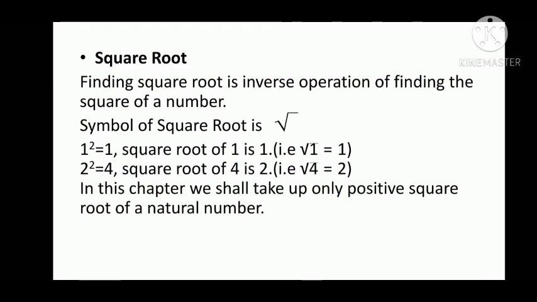Now in this chapter we shall take up only positive square root of a natural number. What does it mean? For example, square root of 9 is equal to 3 and not minus 3. Why are we saying so? Because 3 square is 9 and minus 3 square is also 9, but here in this chapter we need to take up only positive square root of natural number.